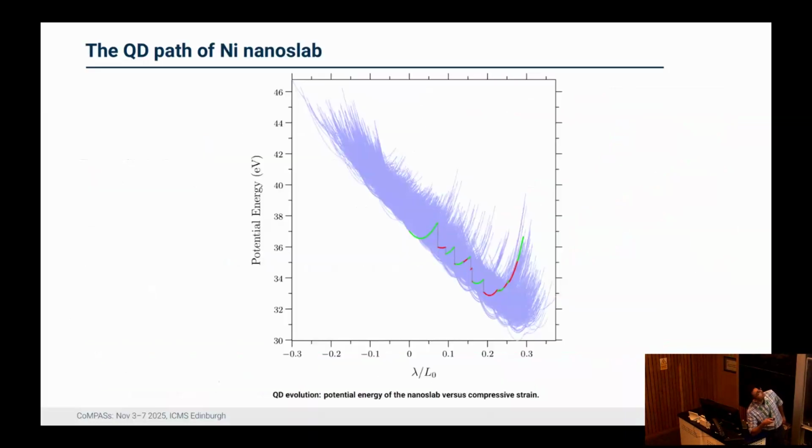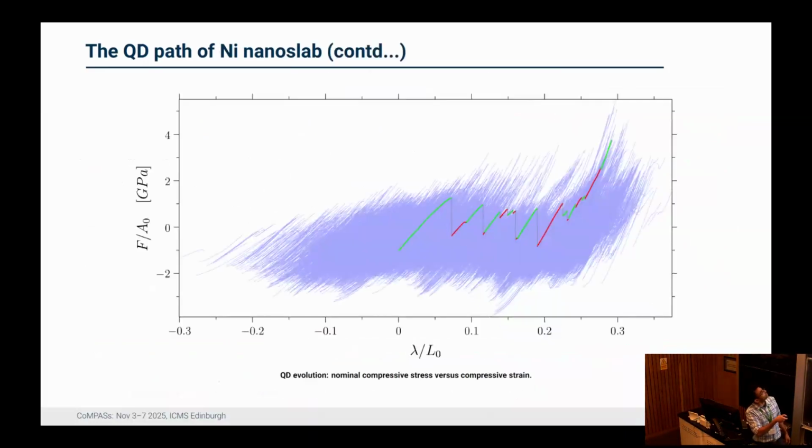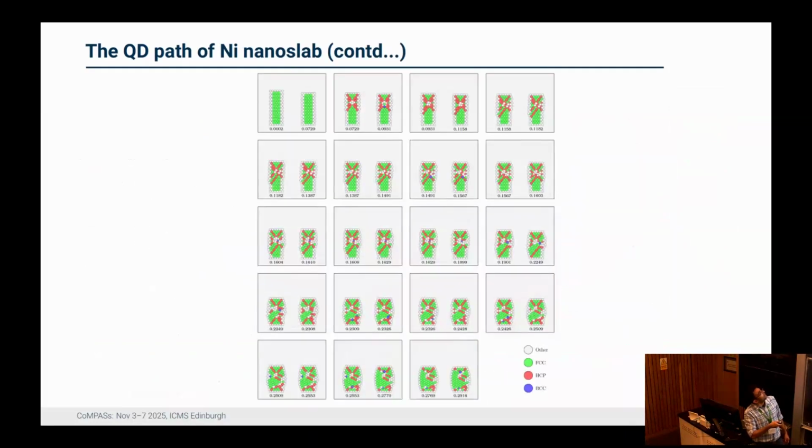And so this is the quench dynamics path on the lambda versus the potential energy. And this is how it looks when you plot it on the bifurcation diagram. And these are some of the structures that are along the quench dynamics path.